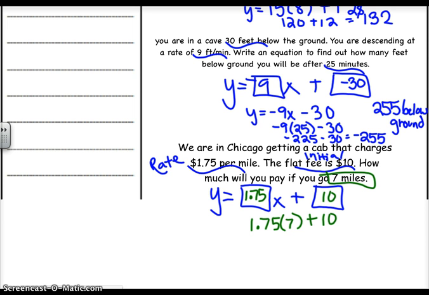Somebody did it. What is this? What's $1.75 times 7? 12.5? So 12.25 plus 10 is 22.25 to go 7 miles. And that's it.